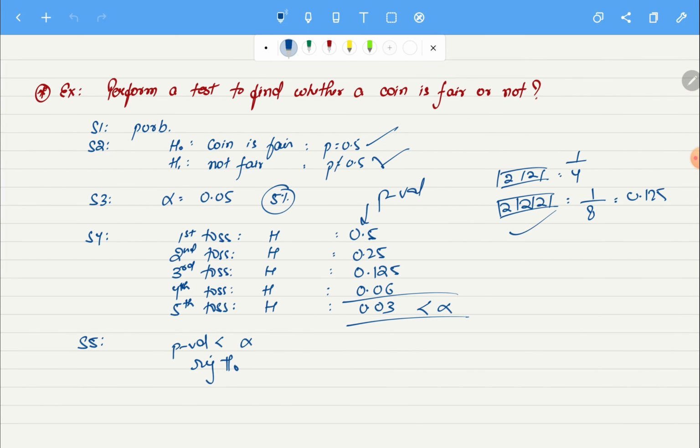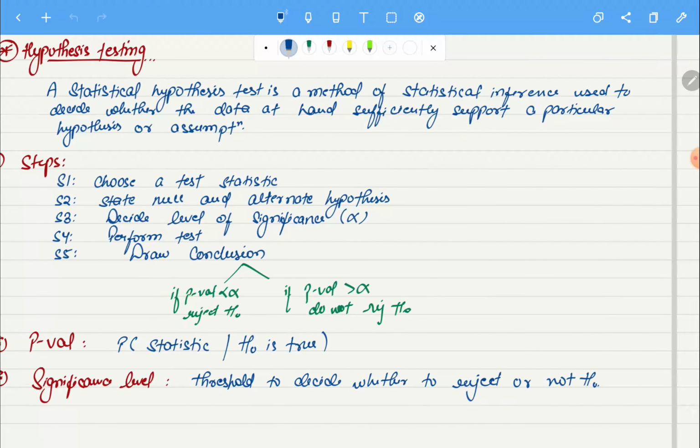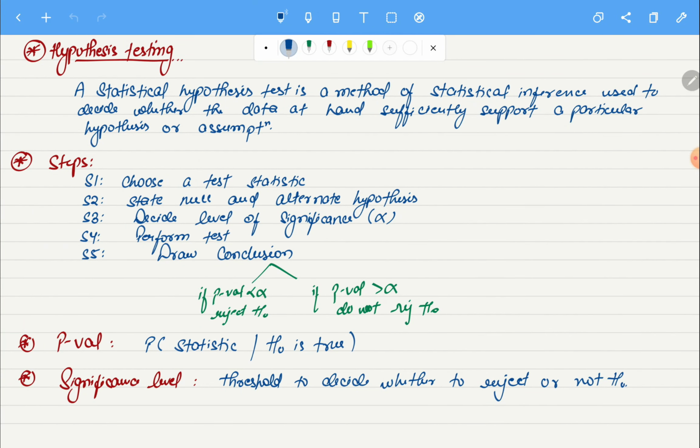So this is what I wanted to discuss in hypothesis testing. Today it was mainly theoretical, to understand what hypothesis testing is and to get a bit of an idea about it, a little bit of flavor. I hope you were able to understand what hypothesis testing is.